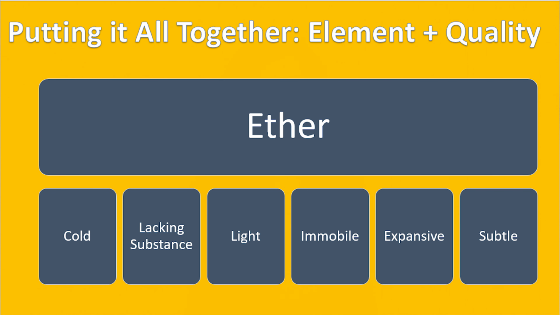Okay, ether is the element that contains the cold quality, the light quality, the immobile quality, the expansive quality, the subtle quality, and lastly, the lacking substance quality. So how can you understand ether? Ether is everything that lacks substance. If you want to think about it in terms of physics, you can think dark matter.